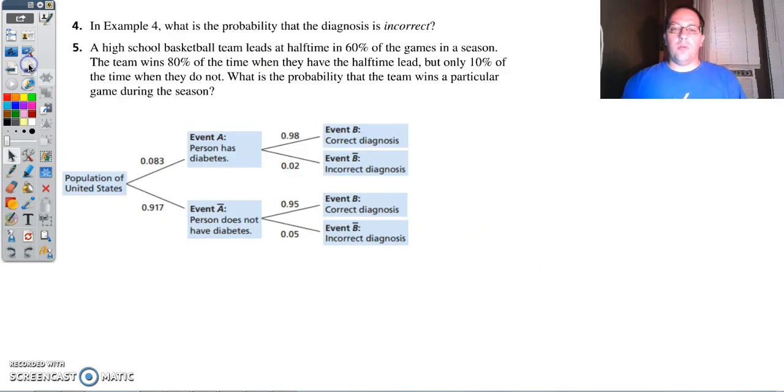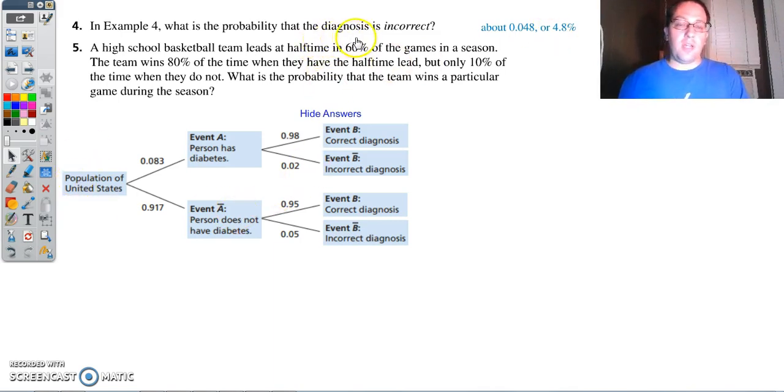Okay, so what I want you to do is answer these two questions here. I want you to pause the video, and I gave you the table there for number 4. Pause the video, work these out, then come back and check your answers. Alright, so problem number 4. You should have come up with 0.084 or about 4.8%.